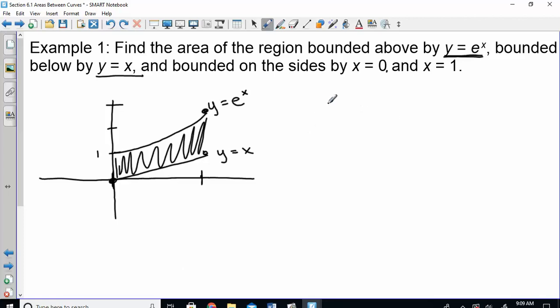So we are going to integrate. We are starting when x equals 0 and ending when x equals 1. And we do the top curve minus the bottom curve. So my top curve is e to the x. My bottom curve is x, dx.